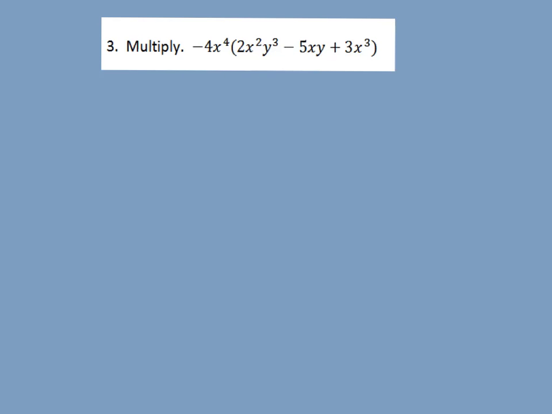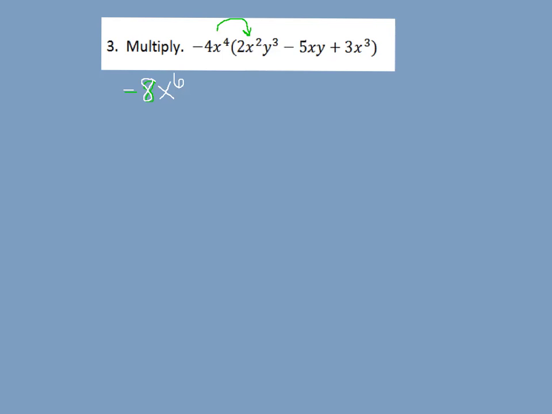Okay, so now I'm getting into multiplying. And what I need to do here is distribute. So I'm going to take my negative 4x to the 4th, this thing right out front, and I need to distribute that in to everything in the parentheses after. So I'm going to start with this 2x squared y cubed. Negative 4 times 2 gets me negative 8. Sorry, that's kind of hard to see. Let's change that. Negative 8. X to the 4th times x squared will give me x to the 6th.